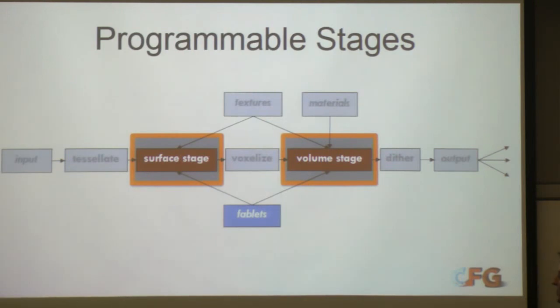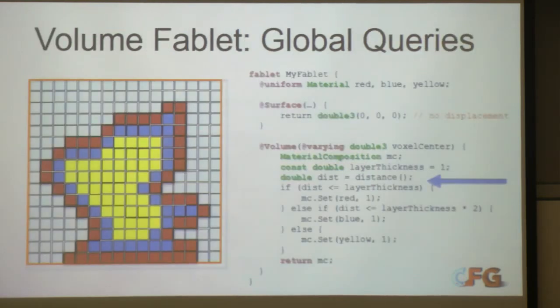It has 2 entry points for the surface stage and for the volume stage. And I would like to briefly show you how these little programs look. So this is the surface stage of the Fablet. It returns no displacement in this case. This is the volume stage of the Fablet. It takes the voxel center.